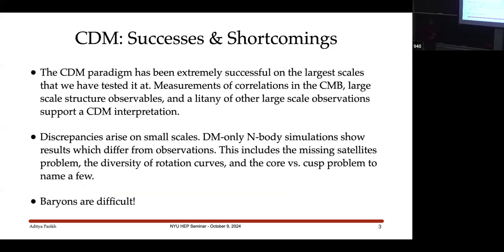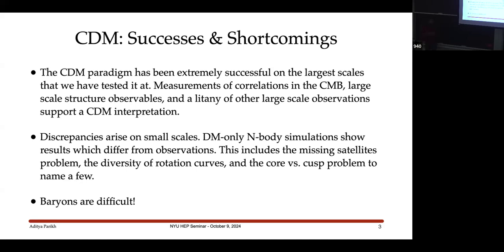So just to start and set the stage a little bit, we'll talk about CDM, or cold dark matter. This is a paradigm that's been tested extensively on the largest scales in the universe. When you talk about correlations in the CMB temperature maps, for example, or large-scale structure surveys and galaxy formation on the very macro scales in our universe, and a whole bunch of other large-scale observations, CDM does extremely well. It explains everything. We don't see any cracks in this paradigm on those scales.